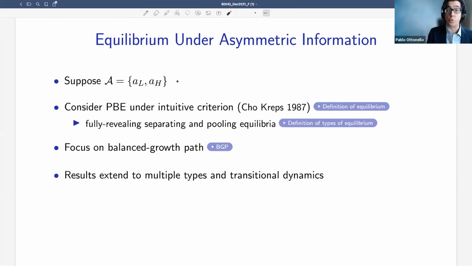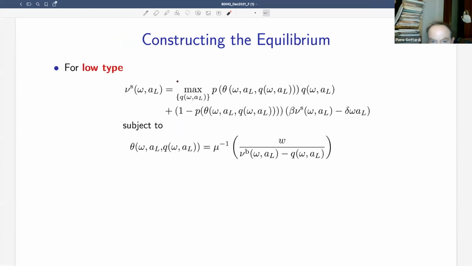All right, so now the equilibrium under asymmetric information. For expositional simplicity, we are going to consider a case with two types. In the paper, we extend this result to multiple types. We consider a perfect Bayesian equilibrium under the intuitive criterion, and we study two types of equilibrium, a pooling equilibrium and a fully revealing separating equilibrium. We also focus here on the balanced growth path, but in the paper, we also generalize these results to transitional dynamics.